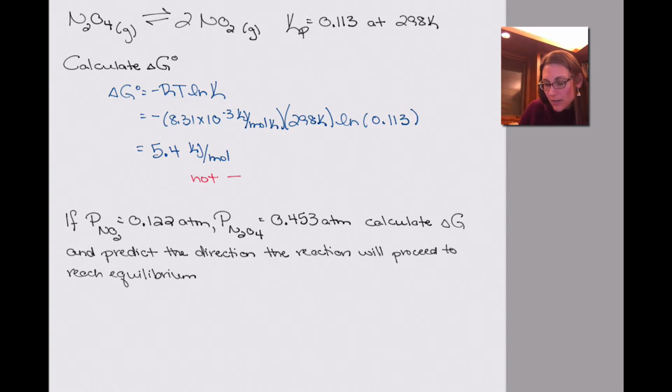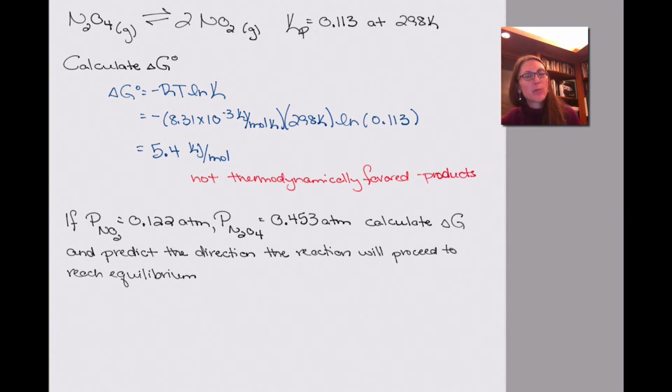So not thermodynamically favored. And so our products at equilibrium are not thermodynamically favored. That positive sign for delta G tells us that our products are not thermodynamically favored at equilibrium. And that equilibrium constant being less than 1 tells us that as well. Again, there's that connection.